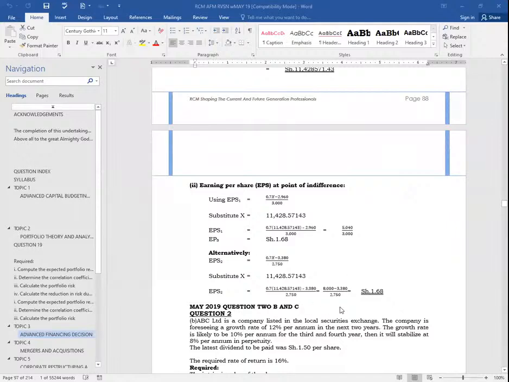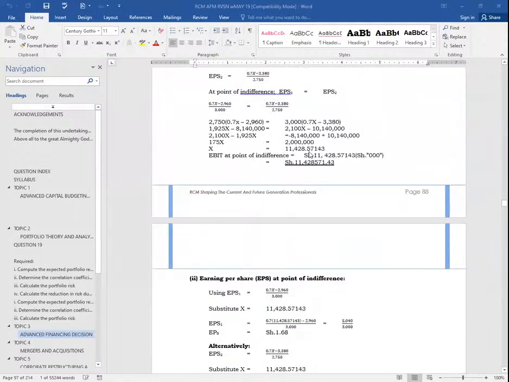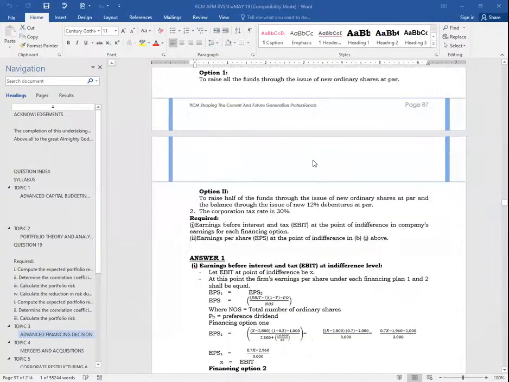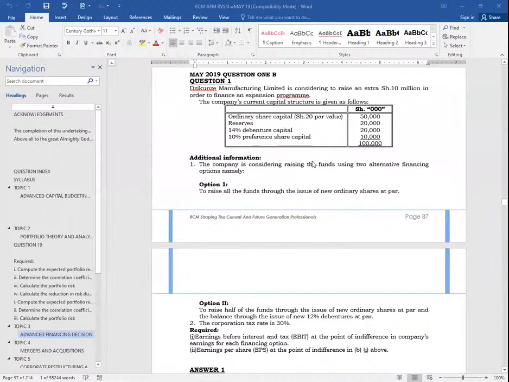You can see the ones who got 1.68 here. They got 11 something here. So what are we told? In May 2019, Zikunze Manufacturing Limited is considering raising an extra shillings 10 million to finance an expansion program. The company's current capital structure is as follows. We have the ordinary share capital, shillings 20 par value, from which I can get the number of ordinary shares. Reserves are nothing for me in terms of my EPS formula. 14% debentures are very important, and 10% preference share capital is very, very important.